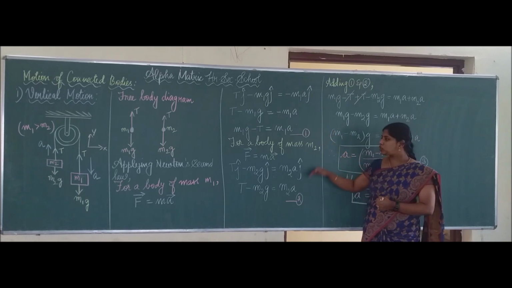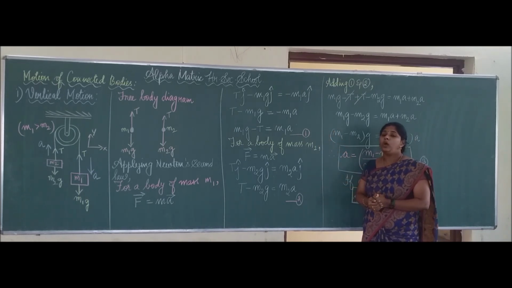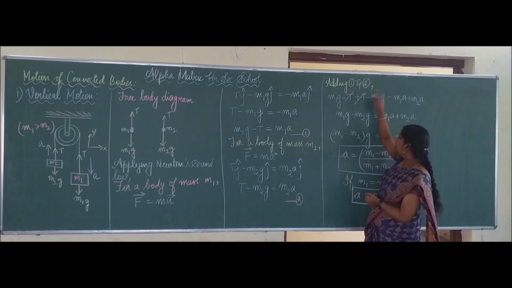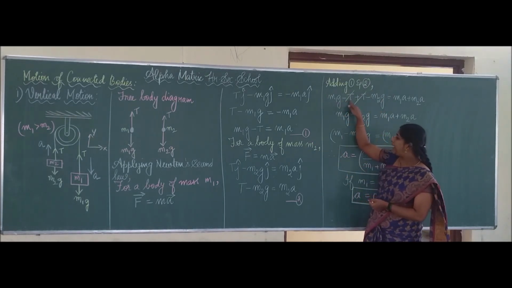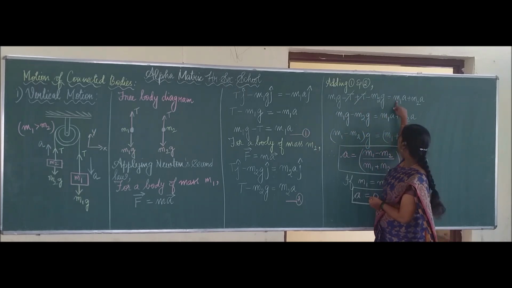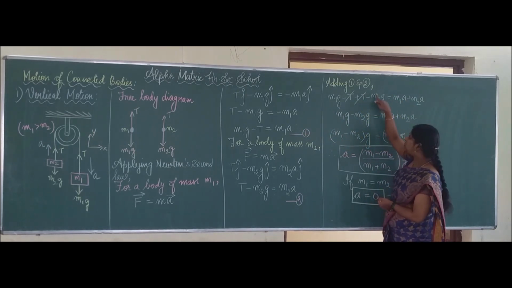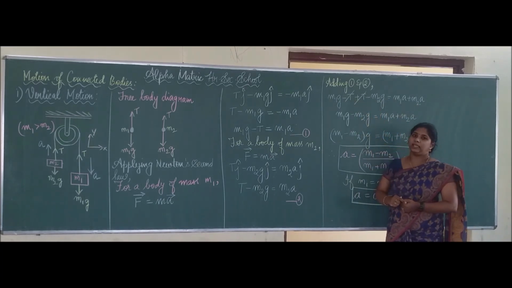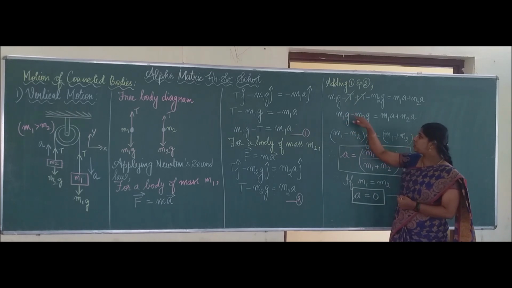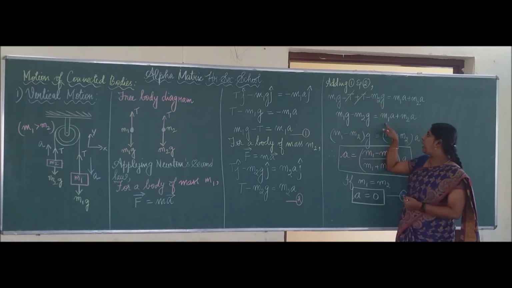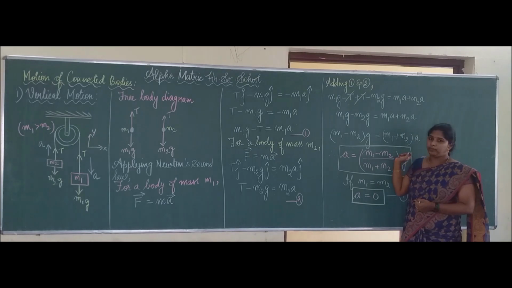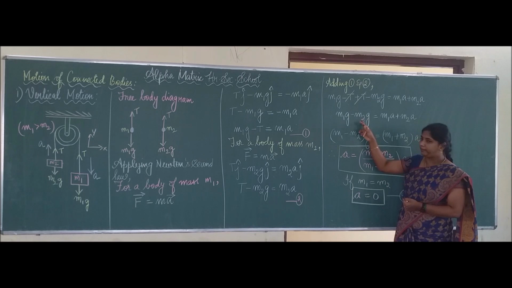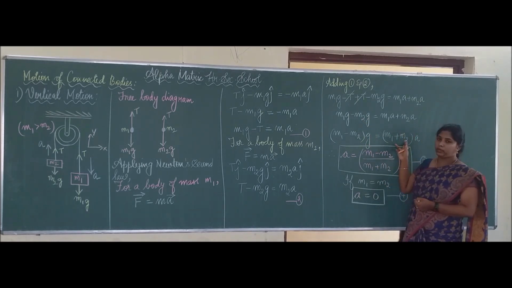By adding these two equations, we can get the acceleration equation. By adding equations 1 and 2, we get m1g minus T equal to m1a plus T minus m2g equal to m2a. So the plus T and minus T get cancelled. The remaining terms are m1g minus m2g equal to m1a plus m2a. In both terms, g is common on one side and a is common on the other, so I take them outside.